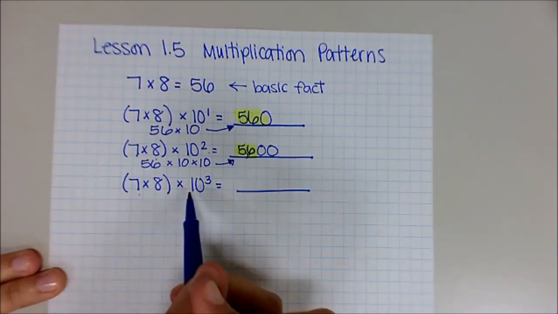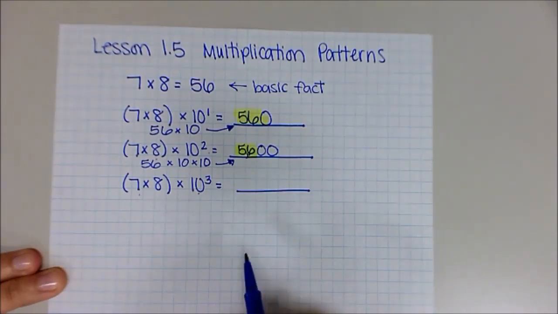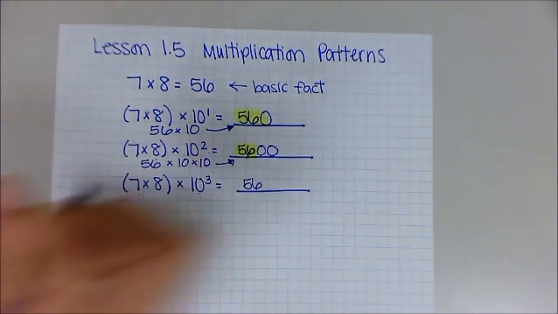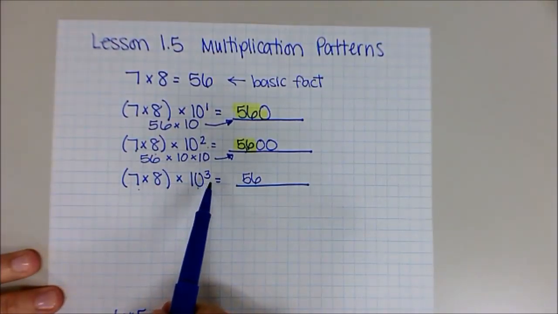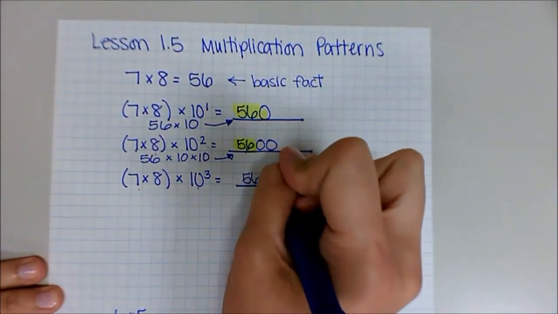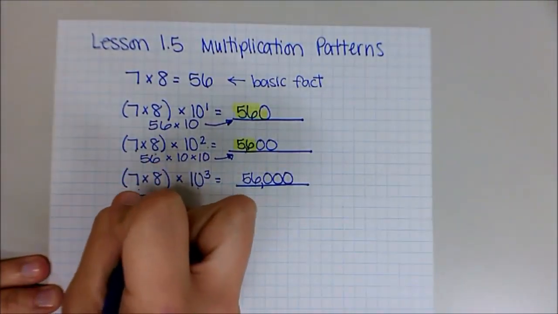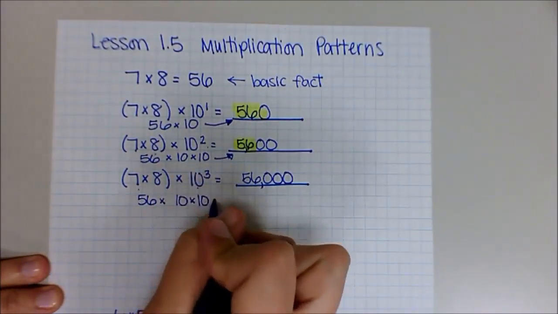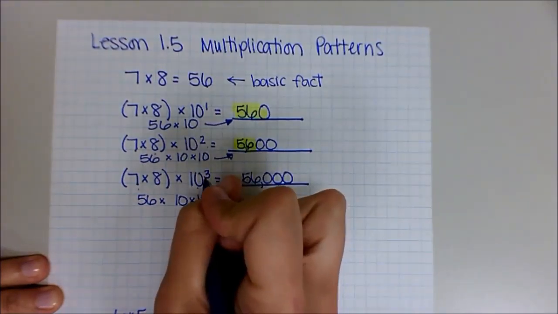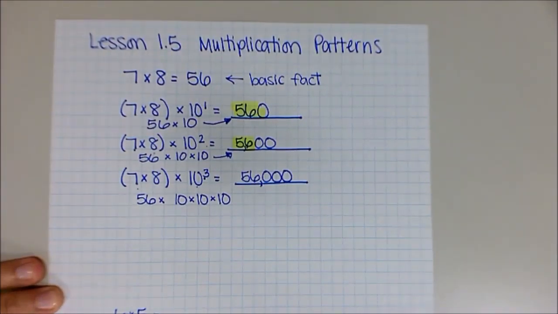Let's look at the last problem. 7 times 8 is in parentheses, and I'm timesing it by the third power of 10. So 7 times 8, since that's in parentheses, I do that first. That fact is 56. So I'm going to look to the exponent to tell me what to do, how many place values to add to the end. Since the exponent is 3, that is telling me that I'm going to add 3 zeros to the end of my basic math fact. Because really this problem is saying 56 times 10 times 10 times 10. Because this exponent of 3 is telling me that I'm multiplying that base number 10 3 times.